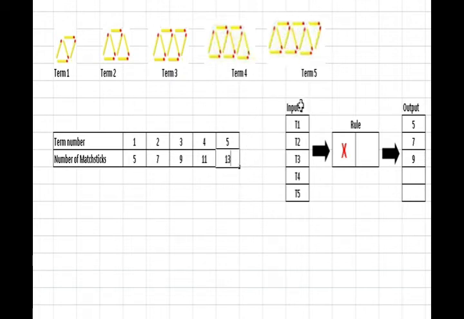All right. Now, if I look at my flow diagram, how am I going to figure out my rule for what I have done? Now, remember, each time we move from term to term, we have added 2 more matchsticks to what was in the previous term. If there were 7 matchsticks in term 3, we added 2 more to make term 4. And 9 plus 2 is 11, and 11 plus 2 is 13.